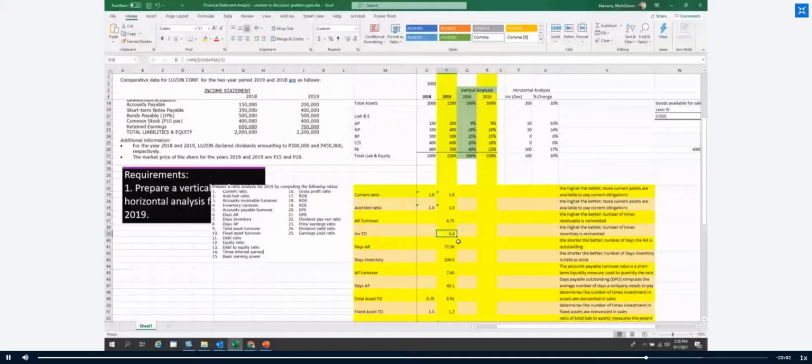In days AR, generally, if the problem is silent, you have to use 365 days. Now, of course, if the problem tells you to use 360 days, by all means, follow the problem. So don't ever compete with the problem. It's 365 days according to the calendar.